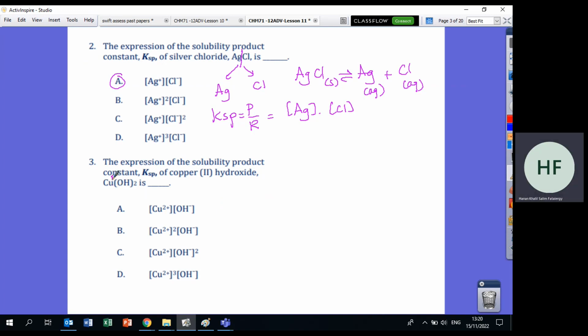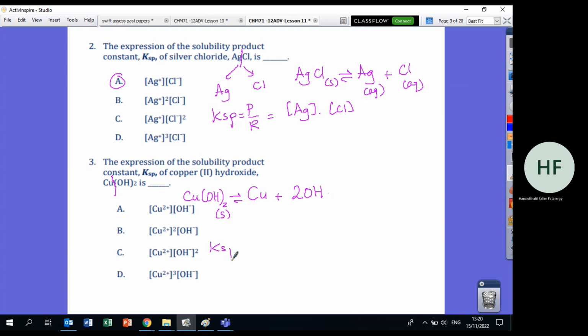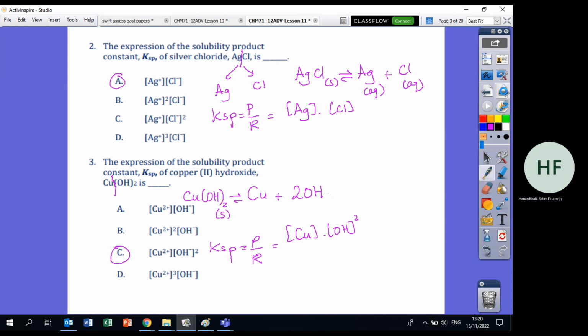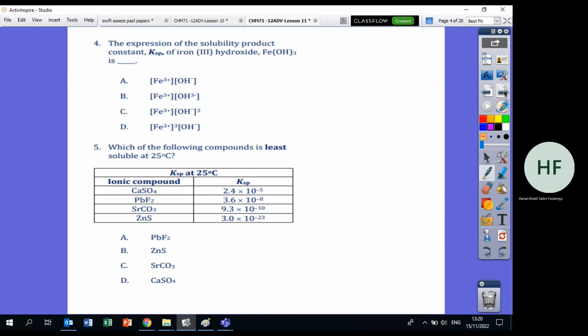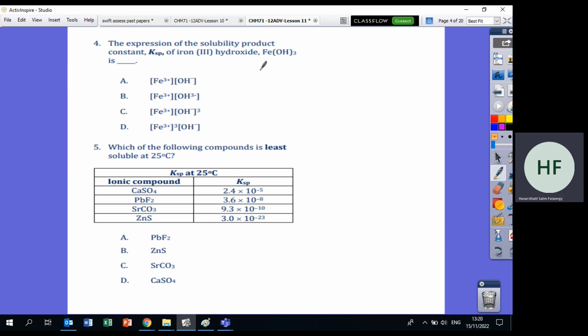Now, Cu(OH)2, be careful. Cu(OH)2, when it dissociates from here, it will give you Cu plus 2OH. So the Ksp will be products over reactants. So it will be Cu times OH, and this 2 will be squared. So the answer is this. Okay, now another one. I want you to pause the video and think of this. Fe(OH)3 dissociated from here.